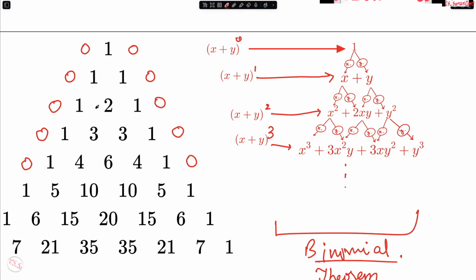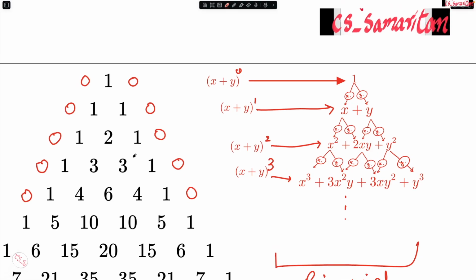This is something that you must know as a computer science student, because it occurs so frequently that not knowing it is a lack of education on your part, right? So what it is that if you add this together, it gives you 1. If you add this together, it gives you 1. Likewise, if you add this together, it gives you 1. If you add this together, it gives you 2. Add this together, it gives you 1.